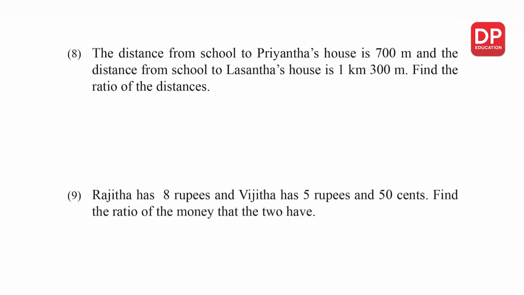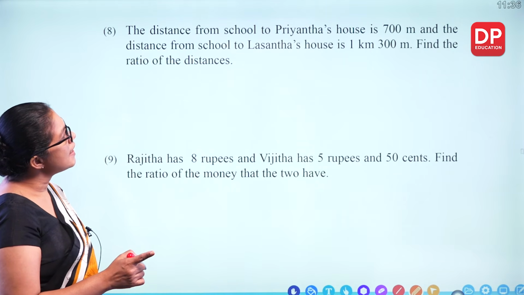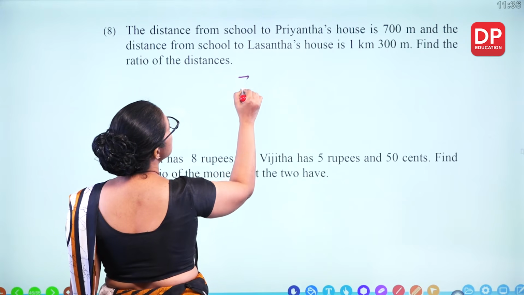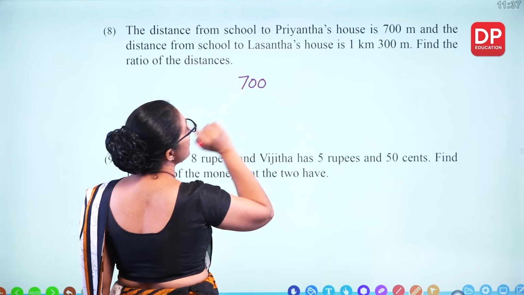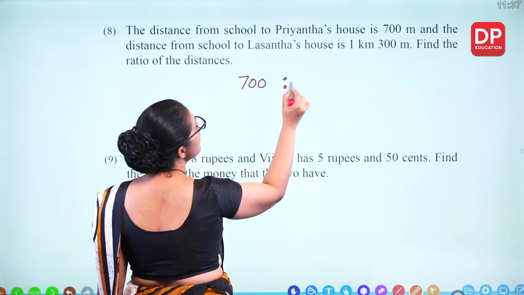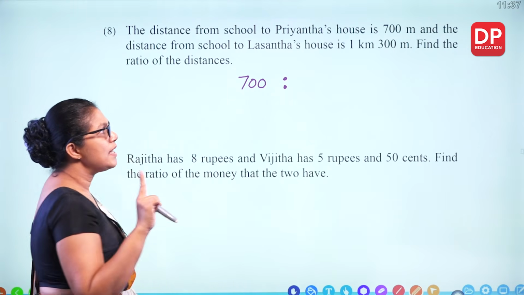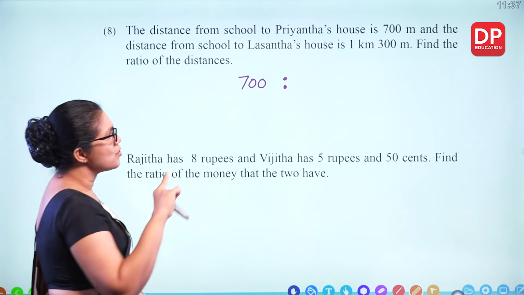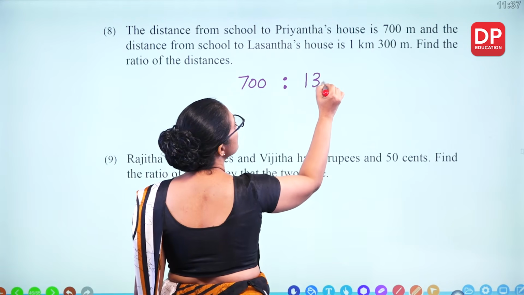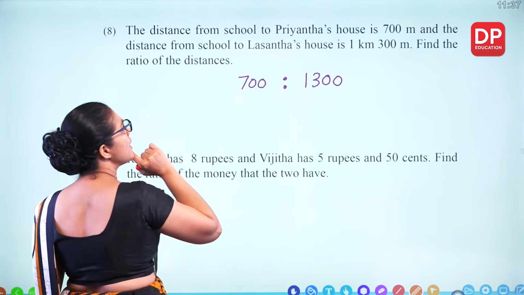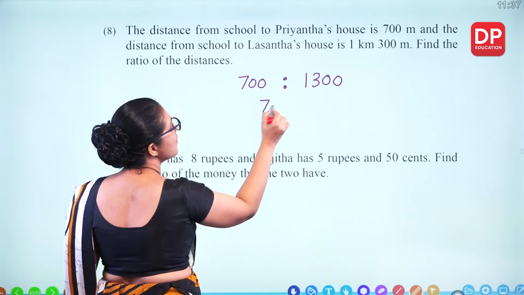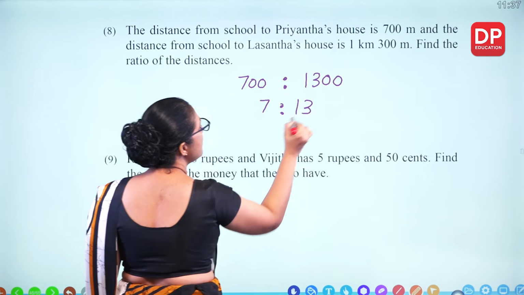The distance from school to Priyanta's house is 700 meters and the distance from school to Lasanta's house is 1 kilometer 300 meters. Find the ratio of the distances. So we have to convert to the same units. Distance is 700 there. That's in meters. Convert this one to meters. 1 kilometer is 1000 meters. 1000 plus 300, 1300. Now we can divide by 100. 7 to 13 ratio.